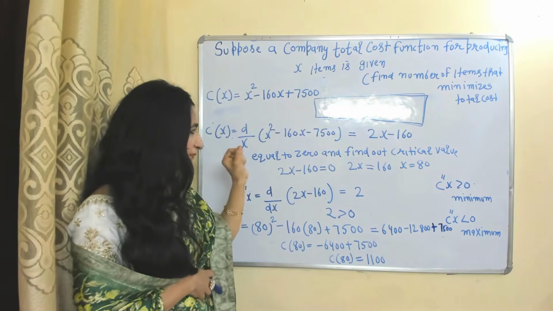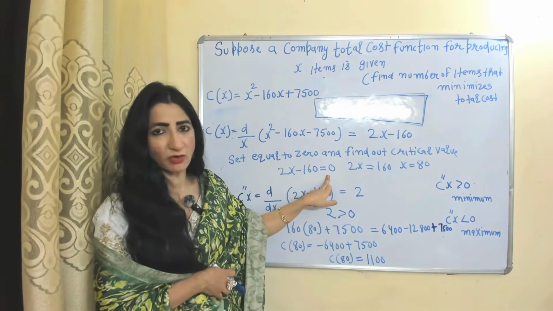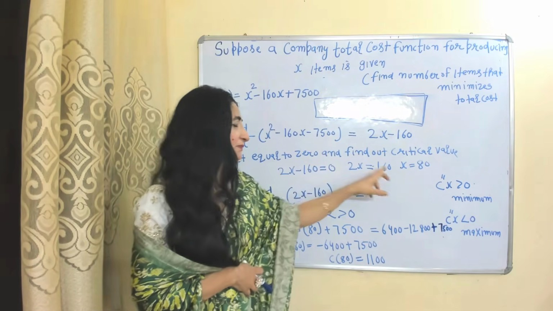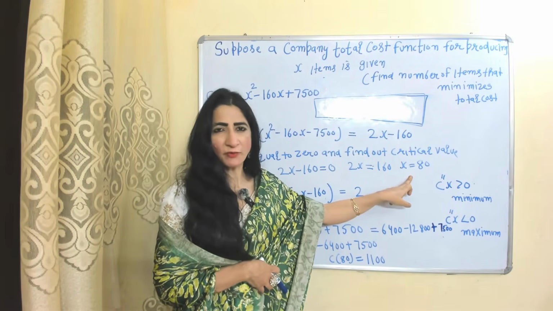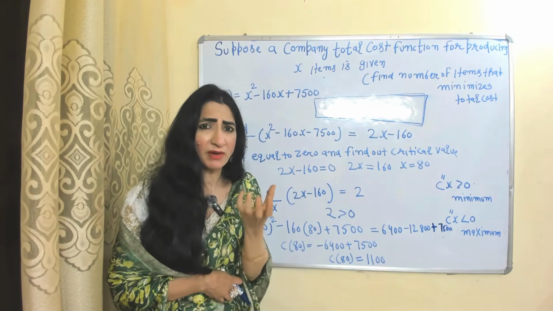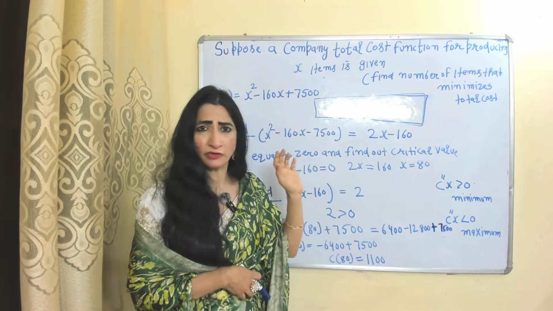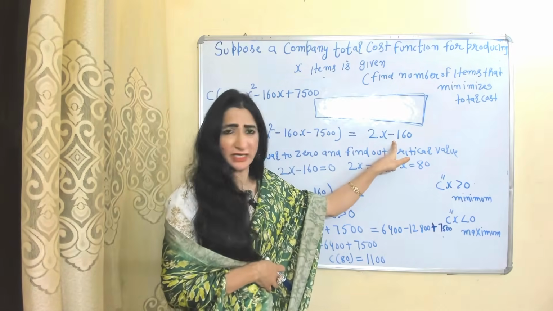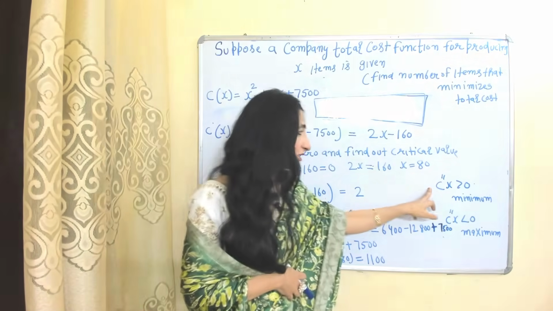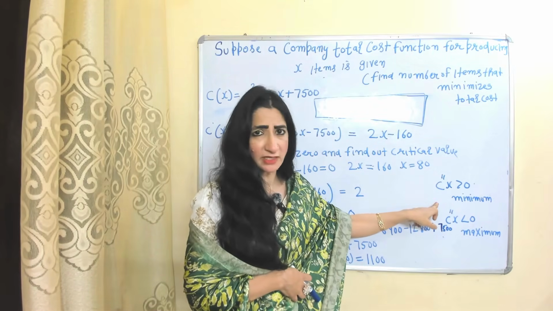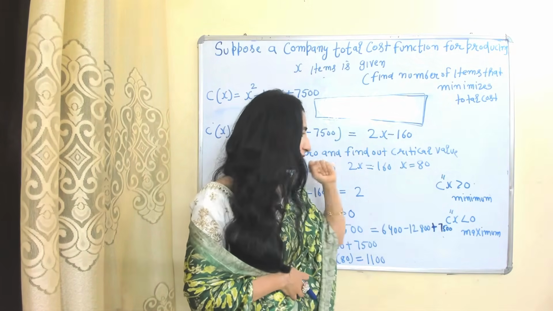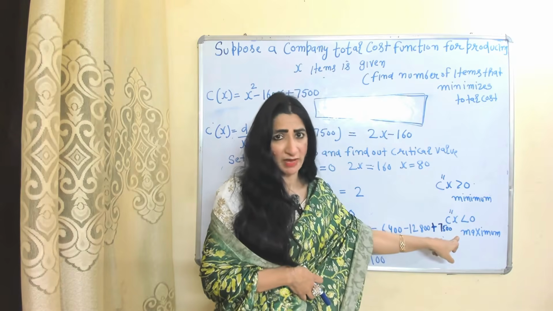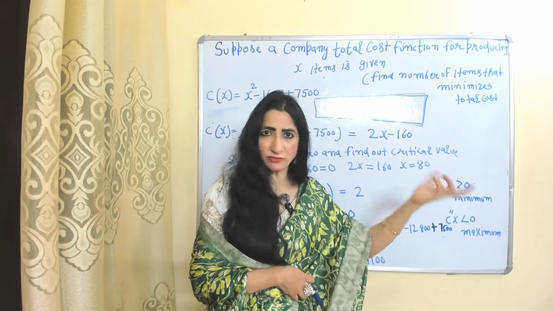In the second step, we will put the first order derivative equal to 0 and find out the critical value, or you can say find out the value of x. The value of x is equal to 80. Now we need to see, are we achieving minimum cost at these 80 units of output or not? In order to know this, we will take the second order derivative of this first order derivative function. If the second order derivative is more than 0, that means we are achieving minimum cost. If the second order derivative is less than 0, that means our cost is maximum. As we already discussed, less than 0 shows a maximum.